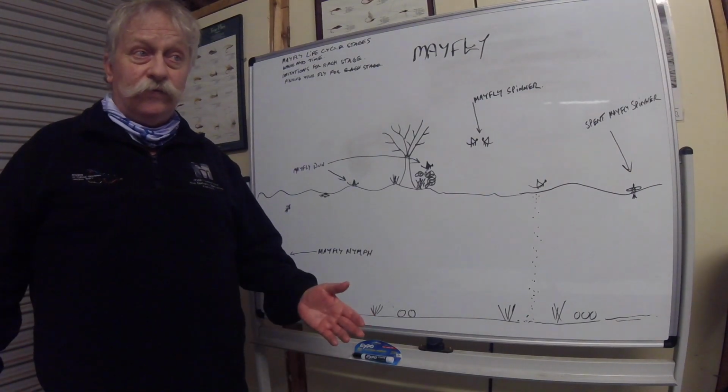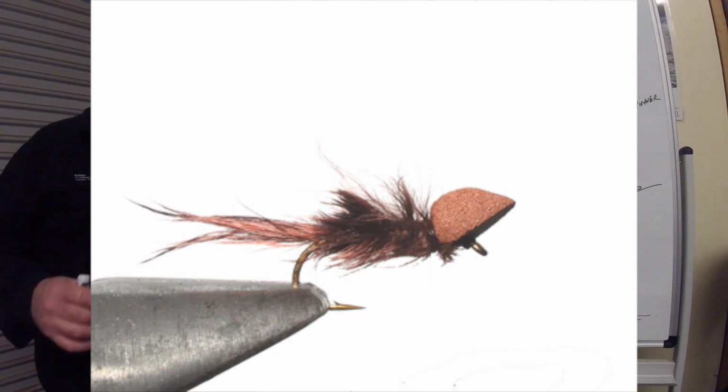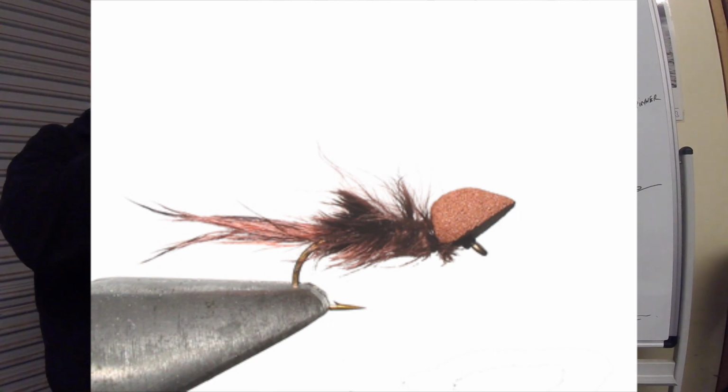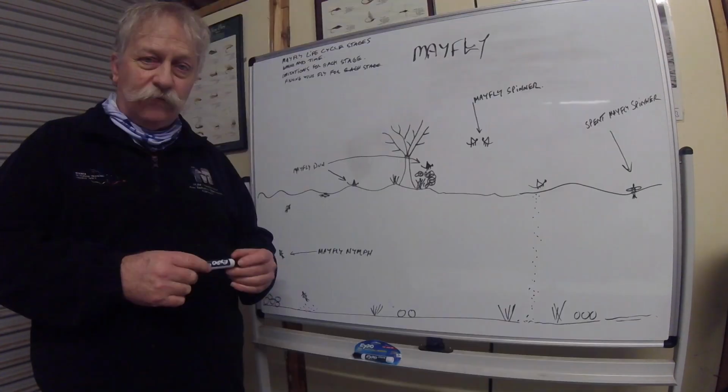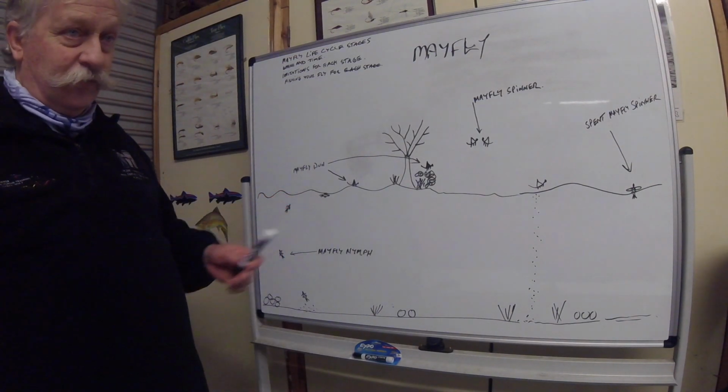I have a pattern I developed called the Smith Emerger. Now that one has foam in it, and it's a great fly because the tail and the body is made out of marabou, which will absorb the water, and the foam keeps it up so it's half in the water and half out, which is exactly what the natural mayfly nymph can do. Alright, so how do we fish that?